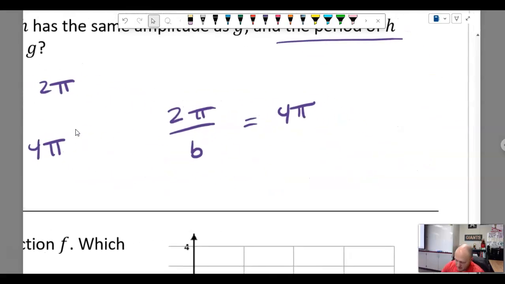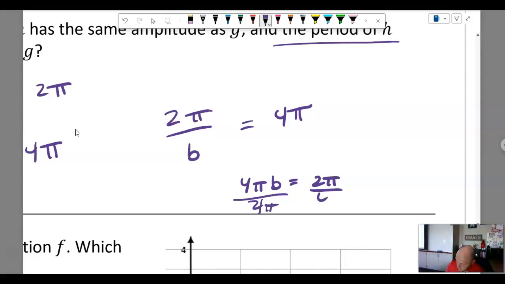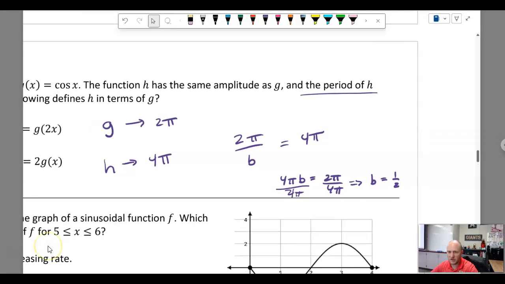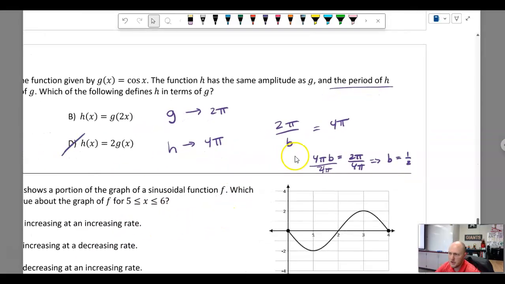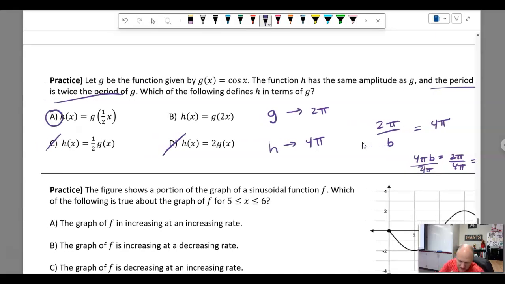So I guess we can go ahead and do this. We would get 4 pi times b equals 2 pi, and then we could divide by 4 pi, and this implies that b is equal to 2/4, which is 1/2. So we're going to select A. I mean, this also makes sense too, just kind of thinking about it conceptually.